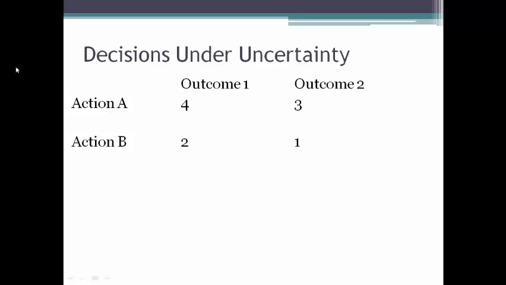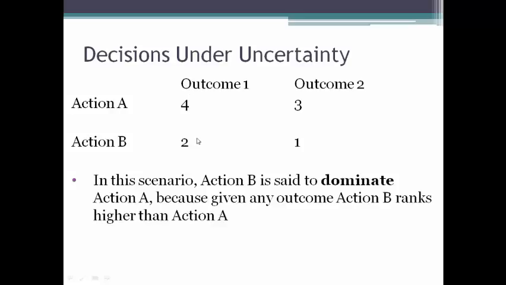So in this particular example, your preferred outcome would be if you did action B and got the second outcome. After that, you'd like to do action B with the first outcome. After that, action A with the second outcome, and action A with the first outcome would be your least favorite way for things to go. So something you might notice about this example, in both cases with action B, take an outcome, the preference is higher on action B than it is on action A.